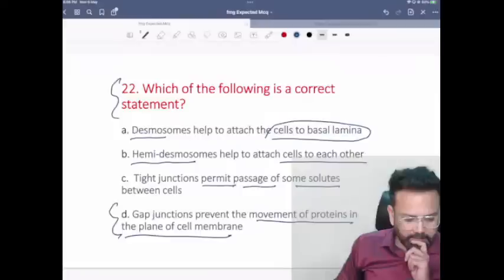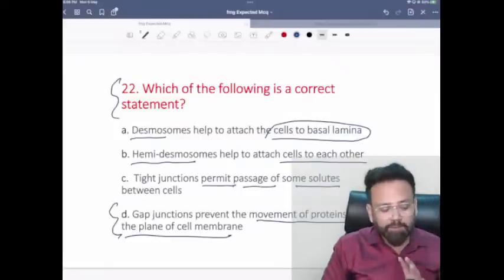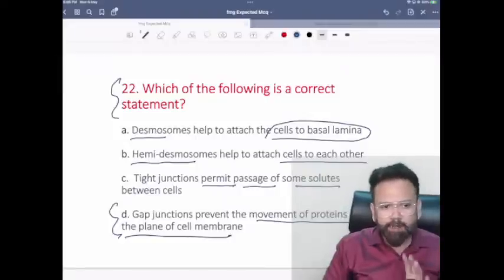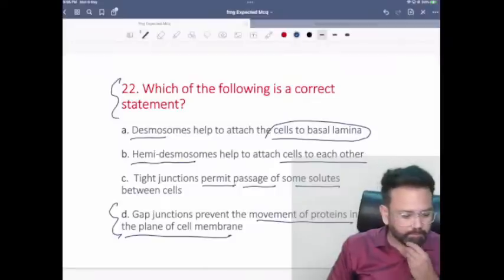See, these are all repeat MCQs. That is why I am telling you now, they are repeating the same topics again and again. So you must be thorough with at least the topics.